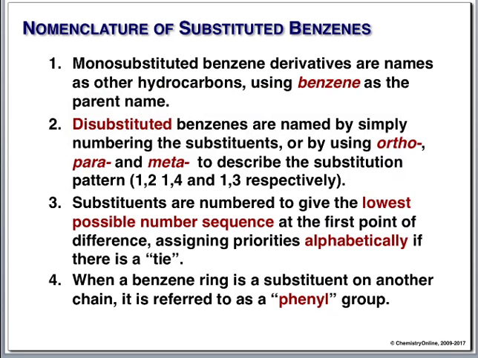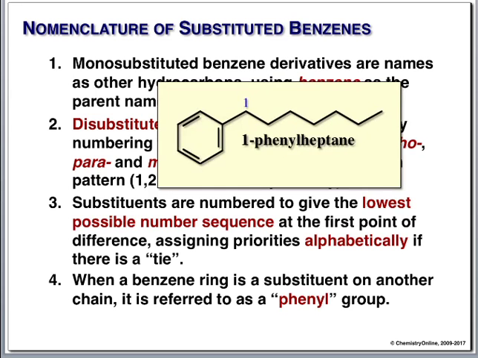Finally, if we have more carbons on a side chain than we do in our benzene ring, then the benzene ring becomes a substituent, and we call it a phenyl group. Sometimes you will see a phenyl group, a benzene ring, represented as Ph, and that just stands for phenyl. This has 7 carbons in our chain and a benzene ring. This is 1-phenylheptane.